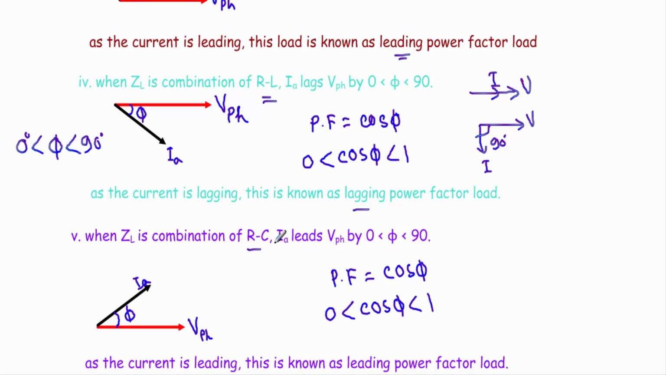If I use the series combination of resistor and capacitor, in the resistor voltage and current go in the same direction, and in the capacitor current leads V by an angle of 90 degree. Therefore our current IA will be leading this VPH by an angle, but that angle will be greater than 0 degree but less than 90 degree. Therefore our cos phi will be less than 1 but greater than 0. As the current is leading here, this type of load is known as leading power factor load.